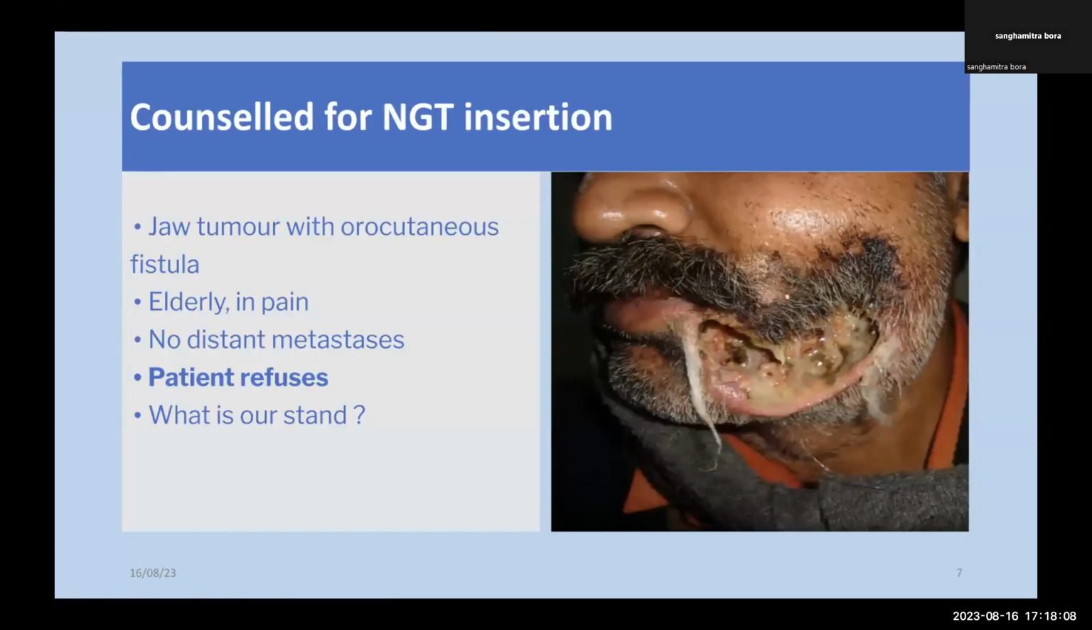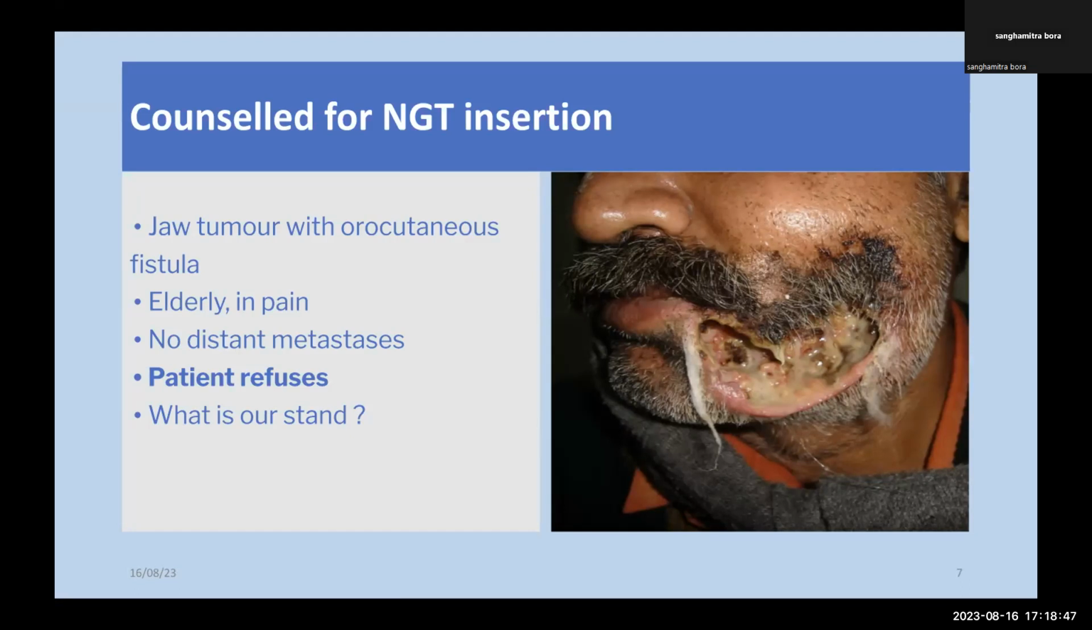So I'll just try to give you certain examples, and you're ready to give your opinions on that, maybe in the chat box, or later on when we complete the session, we can actually talk about that. So this particular patient, as you can see, is a patient with a jaw tumor, which is perhaps a squamous cell carcinoma or something. This has resulted in an orocutaneous fistula. He's an elderly patient. He's in severe pain. But fortunately for him, there is no distant metastasis.